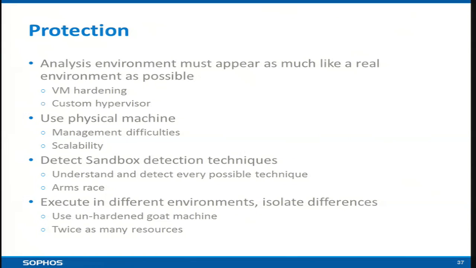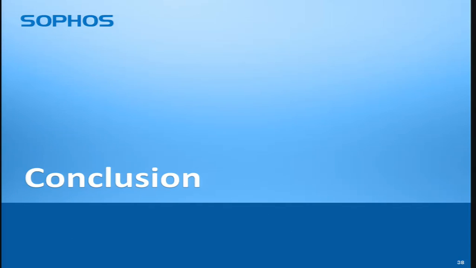Or we might try and execute two samples in two different environments simultaneously. So we might have an unhardened goat machine, which the simplest of techniques will discover, and a much, much more hardened machine where we hope that it won't discover us. And if there's differences, that's when we flag things up or we send them off to another system for even more in-depth analysis.